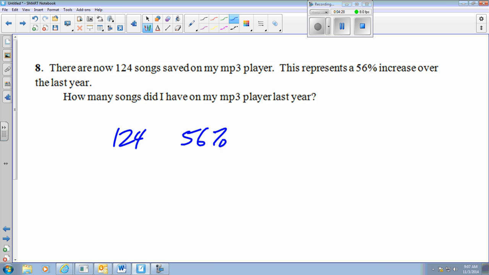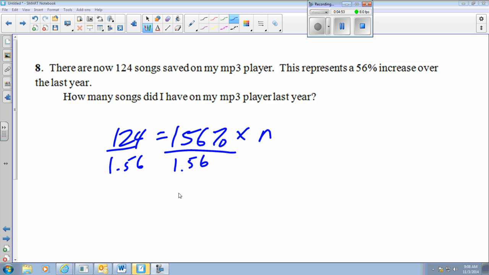In this question, it says there are 124 songs saved on my MP3 player, that represents a 56% increase over last year. Well, if last year was 100% and we increased by 56%, that must mean I have 156% of last year's songs. So if I have this equal to 124, and n was the number I had last year, we're going to have to divide by 1.56. So the number of songs that I had last year would have to be somewhere in the range of 79 songs. Remember to label your answers.